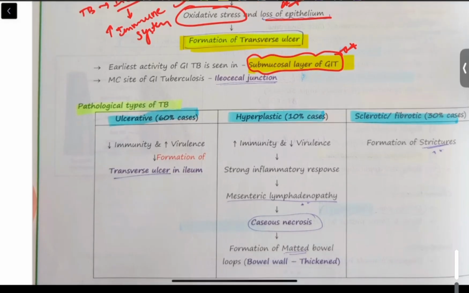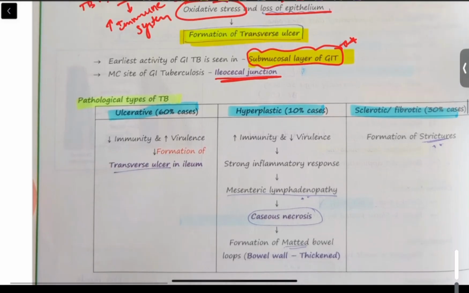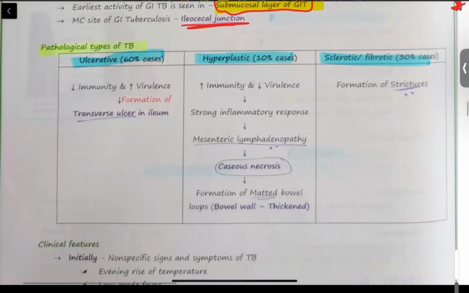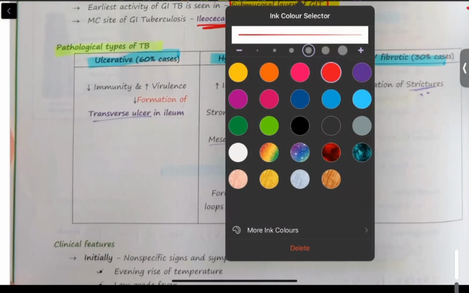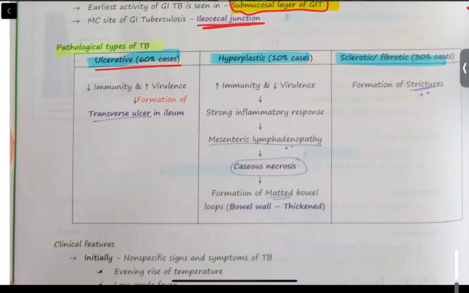Okay, so the most common site is, just like I said, the ileum, terminal ileum or ileocecal junction. There are certain pathological types of TB, which can be stated as ulcerative TB, which is usually 60% of the cases, hyperplastic, remaining 10% of the cases, and other cases can be sclerotic or fibrotic.